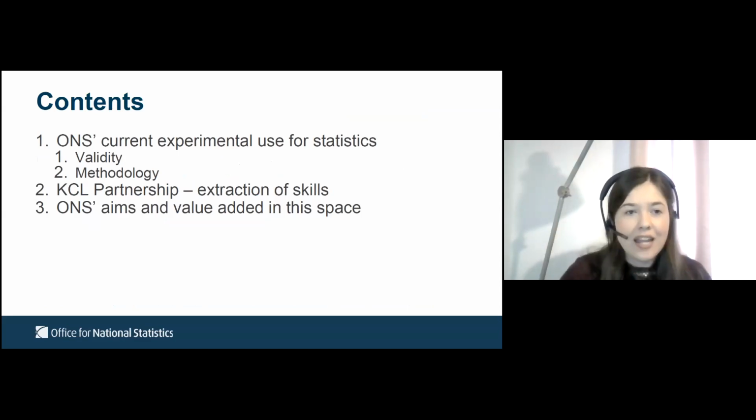So in terms of an agenda today, I'll be talking through the way that we currently use our online job advert data within ONS, and I'll touch a little bit on some of the methods that we've implemented. I'll then discuss the work that we've been doing with King's College London to construct an initial algorithm which can extract skills from job advert data. And then finally, I'm just going to close the presentation by talking a little bit about the overall aims that ONS has for online job advert data and how we think that we can add value in this space. Next slide, please.